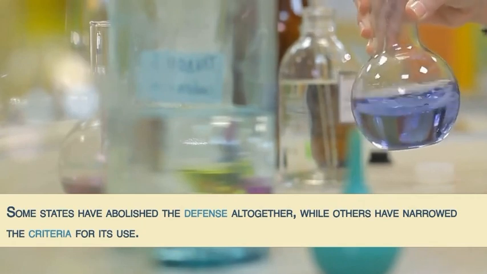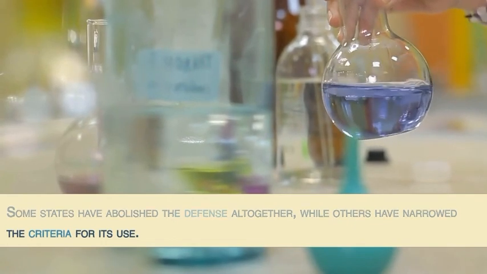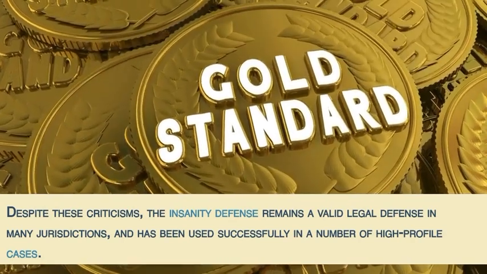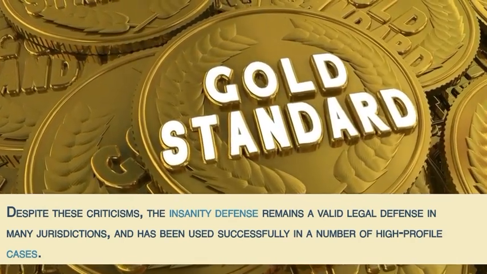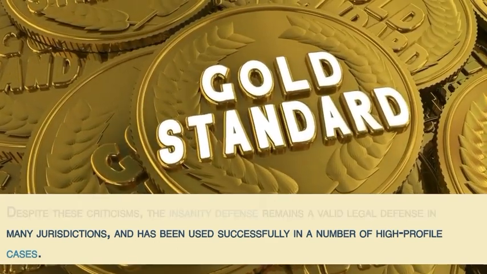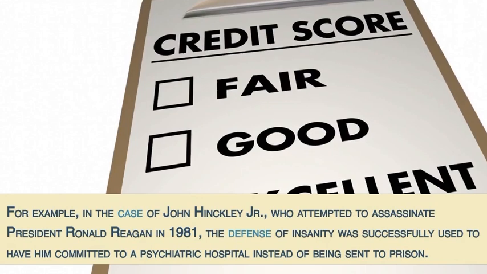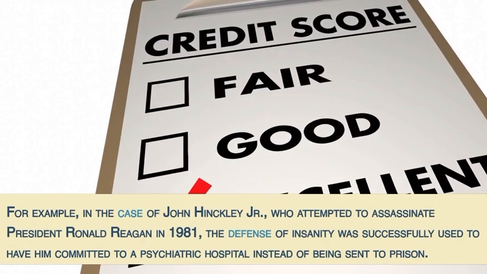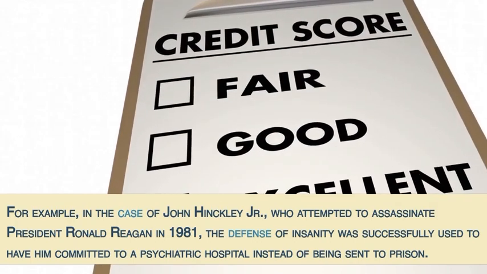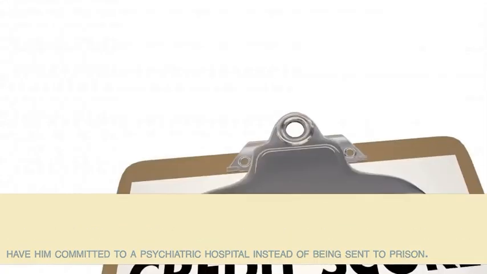Some states have abolished the defense altogether, while others have narrowed the criteria for its use. Despite these criticisms, the insanity defense remains a valid legal defense in many jurisdictions and has been used successfully in a number of high-profile cases. For example, in the case of John Hinckley Jr., who attempted to assassinate President Ronald Reagan in 1981, the defense of insanity was successfully used to have him committed to a psychiatric hospital instead of being sent to prison.